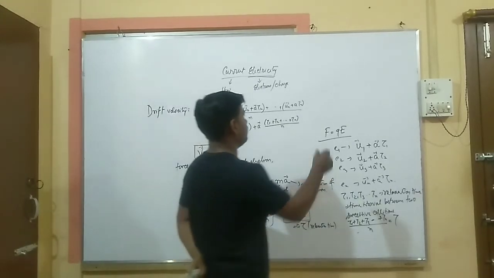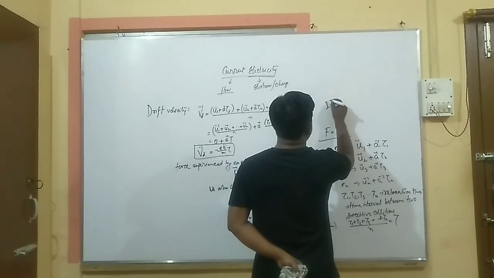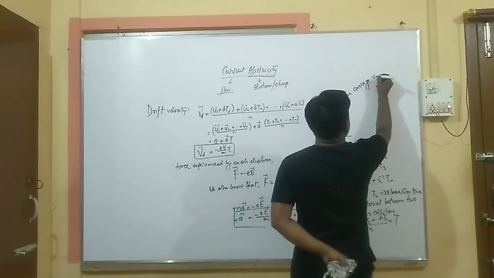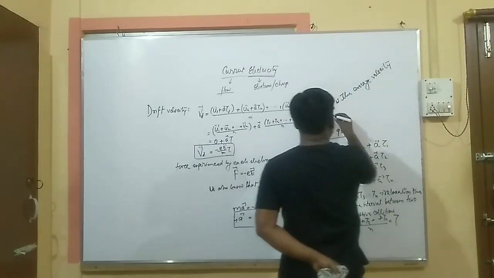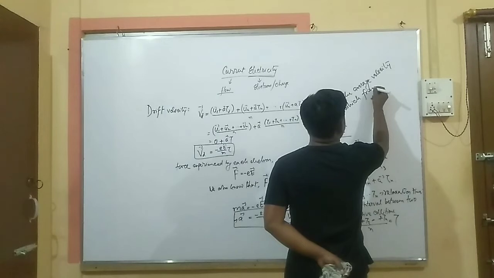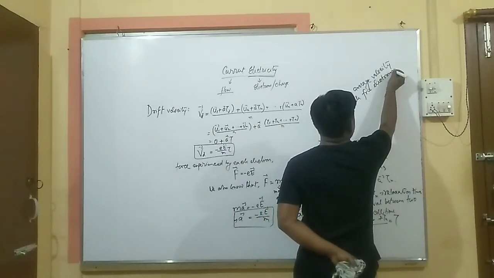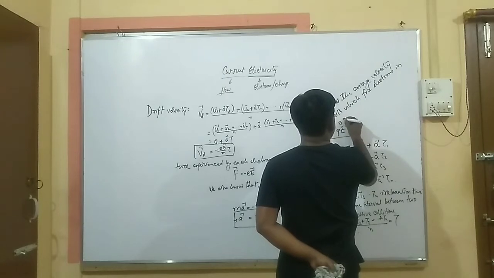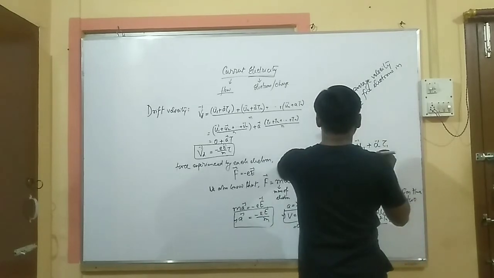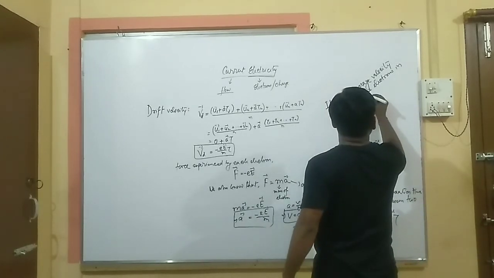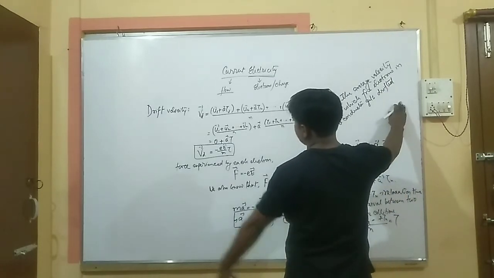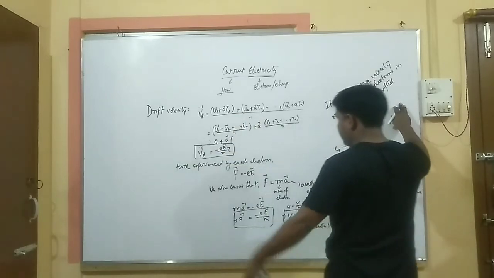So what is the definition of drift velocity? Definition: it is the average velocity with which free electrons in a conductor get drifted. Electrons get drifted opposite to the direction of the field.